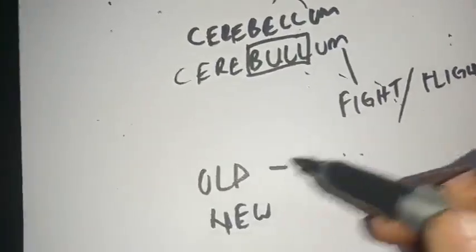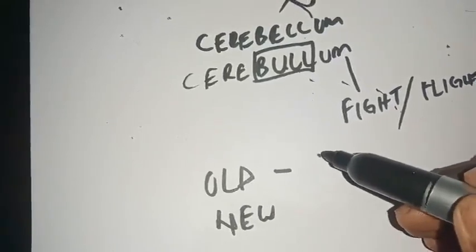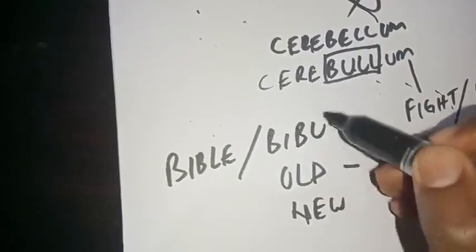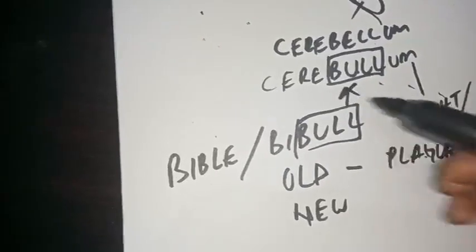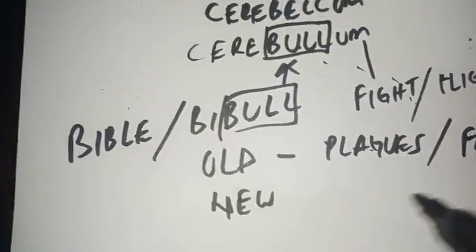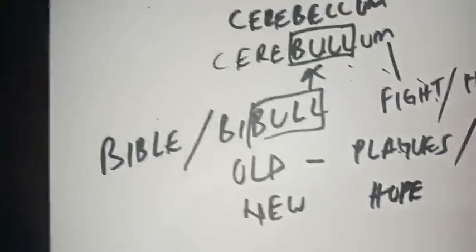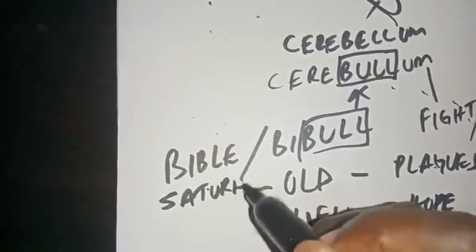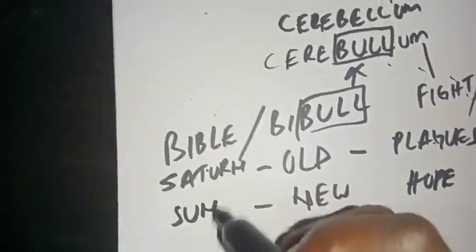That's why the Bible has two segments, the Old Testament and the New Testament. The Old Testament, you know, where God was bringing calamities, plagues. It's like a Bible. This thing, it can give you fear. It can get you in fear, this Old Testament, or it can give you hope. So in the Old Testament, the ruling body was Satan. And in the New Testament, the ruling body was the Son.